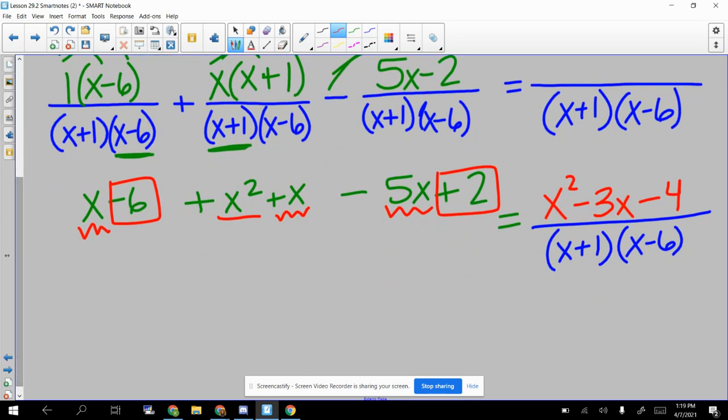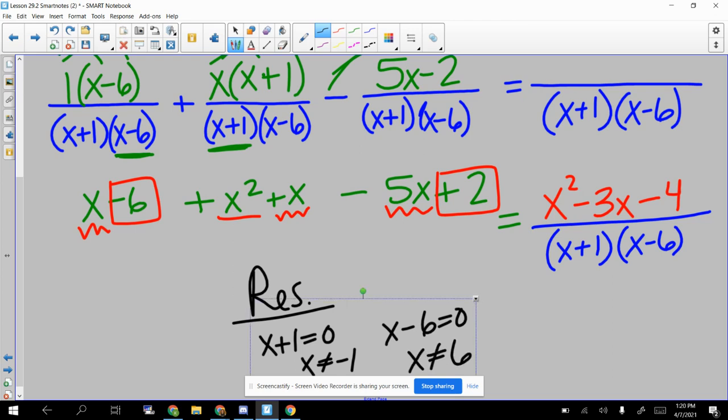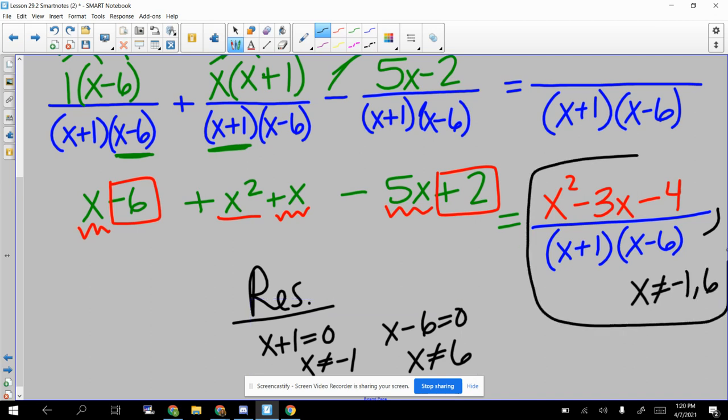Okay. All right. And so that's good to go. And then the only other thing we need are our restrictions. So that would be setting these equal to 0. So x plus 1 equals 0 is going to mean x cannot equal negative 1. And x minus 6 equals 0 is going to mean x cannot equal positive 6. So we would say, comma, x cannot equal negative 1 or positive 6. And that would be your final answer.